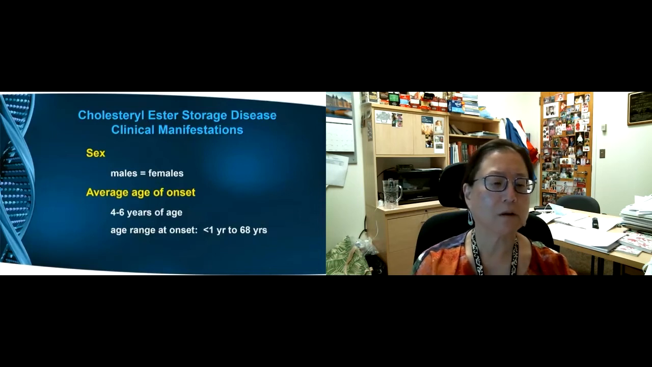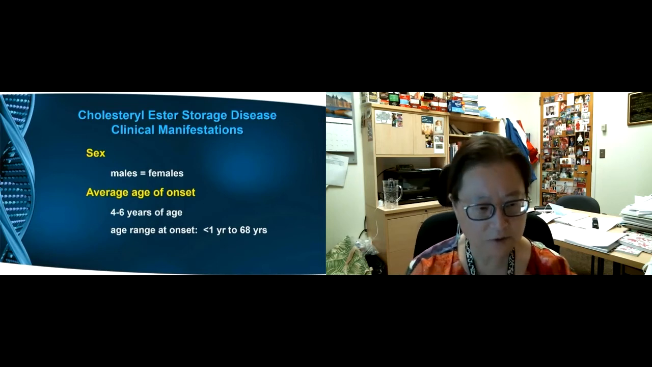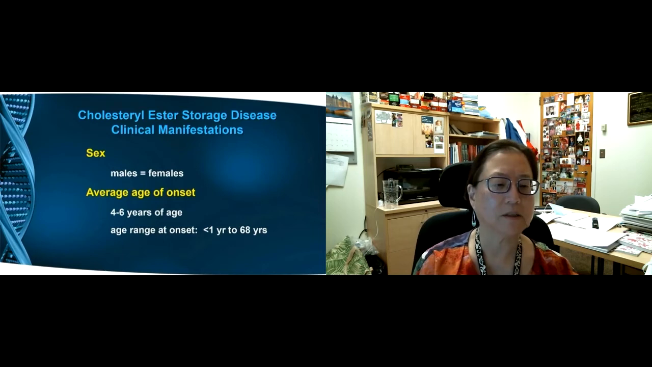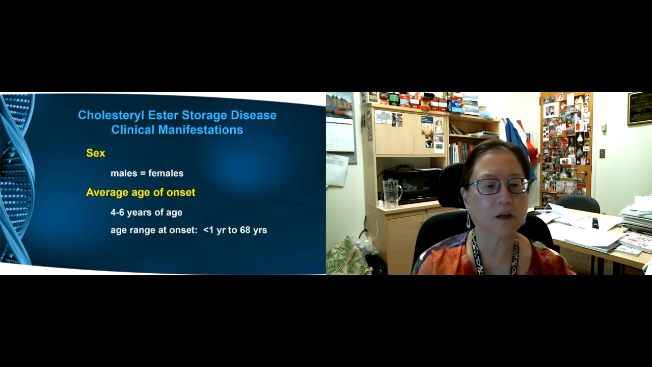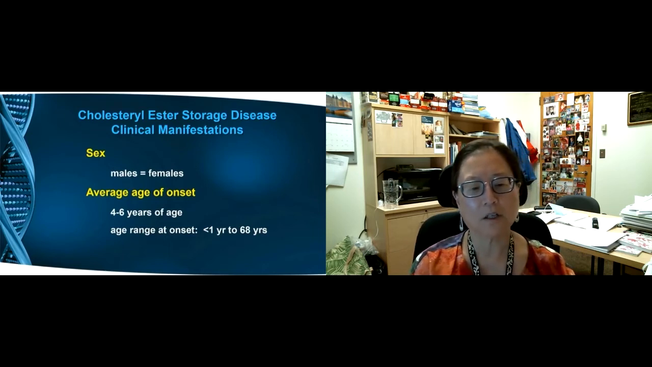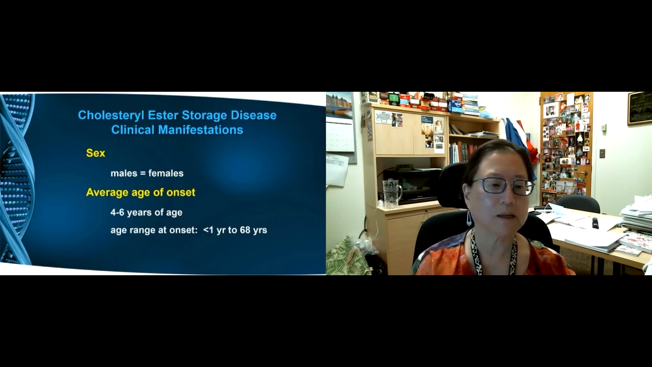As you would expect with an autosomal recessive disease, males and females are equally affected. The average age of onset for these patients, rather than early infancy, is between 4 and 6 years of age. And the age range at onset can be anywhere from less than 1 to 68 years of age. Next slide.